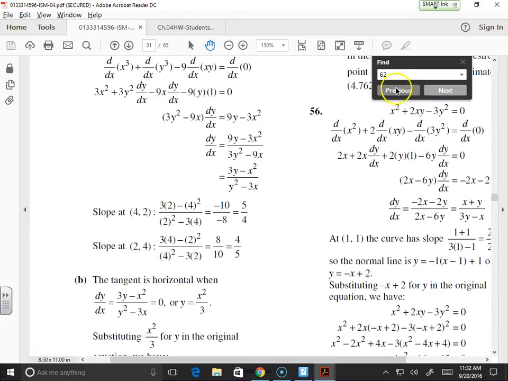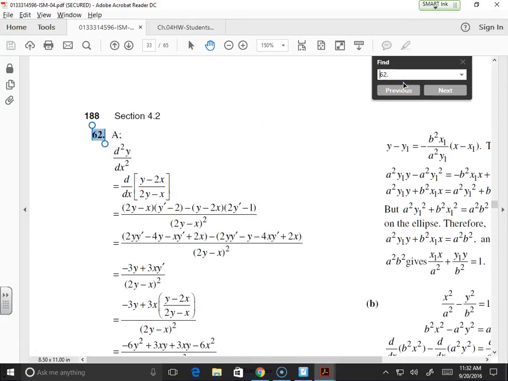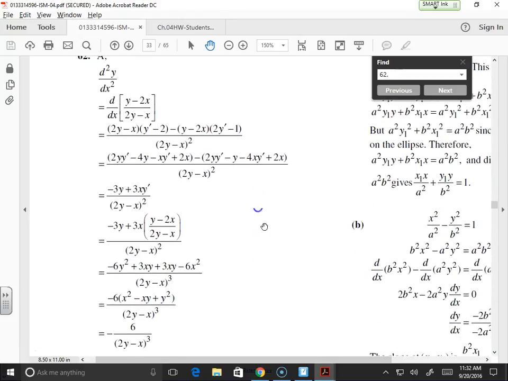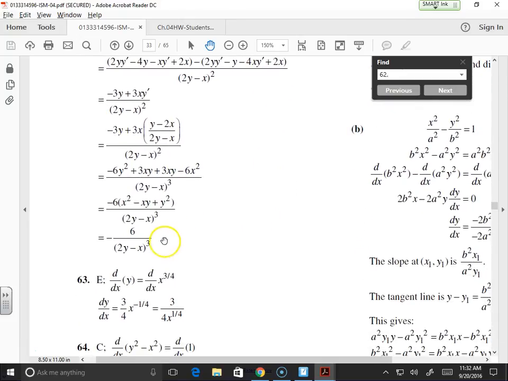62 was very rough. There was so much simplification. I did it, but then I didn't want to simplify. I got it. Yes, negative 6 over quantity 2y minus x quantity cubed. I messed up all my distribution, my negatives, everything.